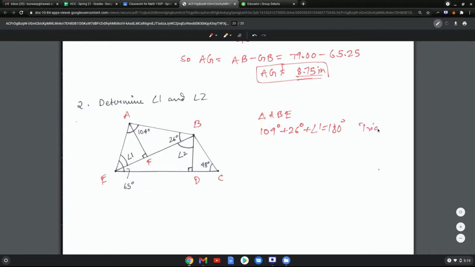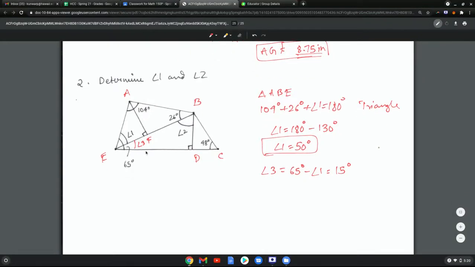Why? Because it's a triangle. So angle 1 equals 180 minus 130, and angle 1 equals 50 degrees. So that's one of them. If angle 1 equals 50, let's say I call this angle 3, then angle 3 is 65 degrees minus angle 1, which is 15 degrees.